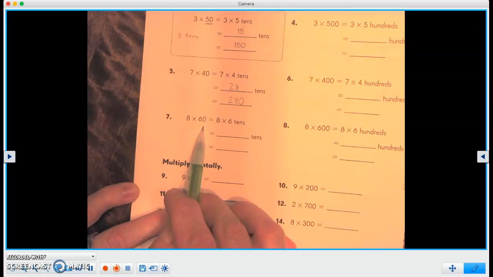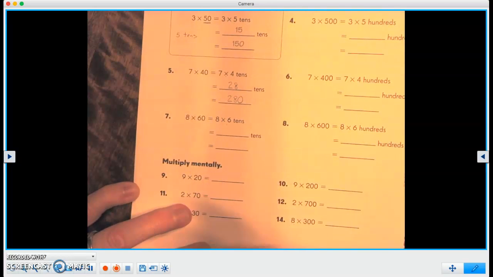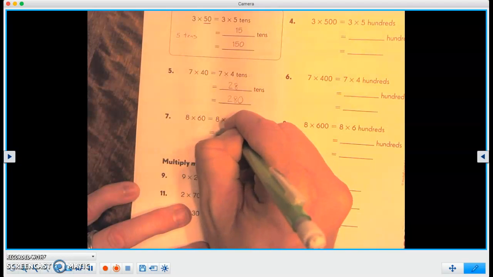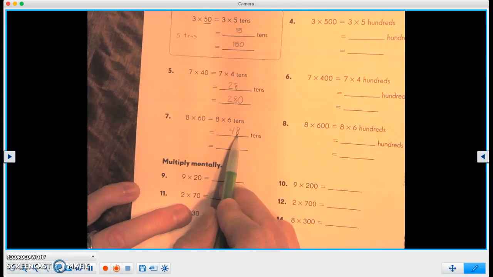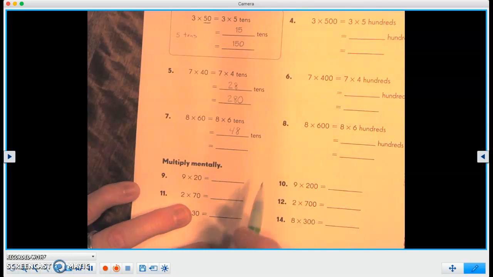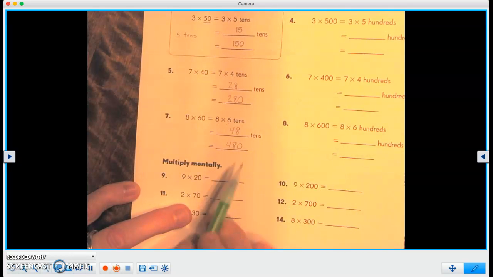8 times 60 is the same as 8 times 6 tens. Well, 6 times 8 is 48. So 8 times 6 tens is 48 tens. And we can then go down here and we can write 48 tens the other way by putting our 0 in there.